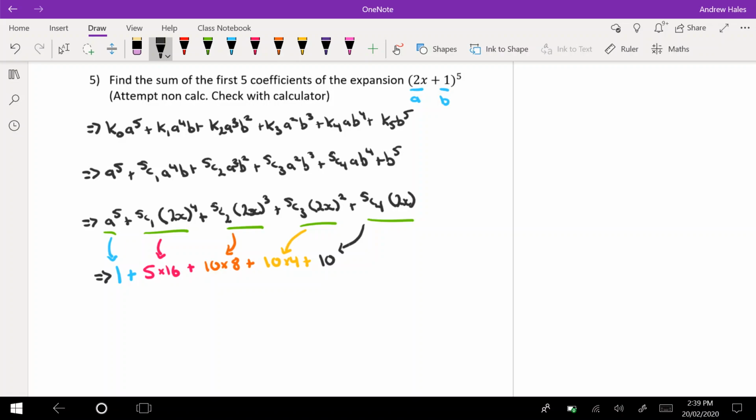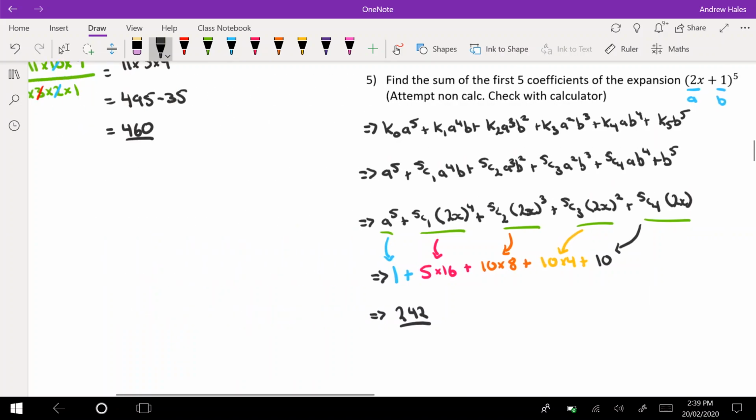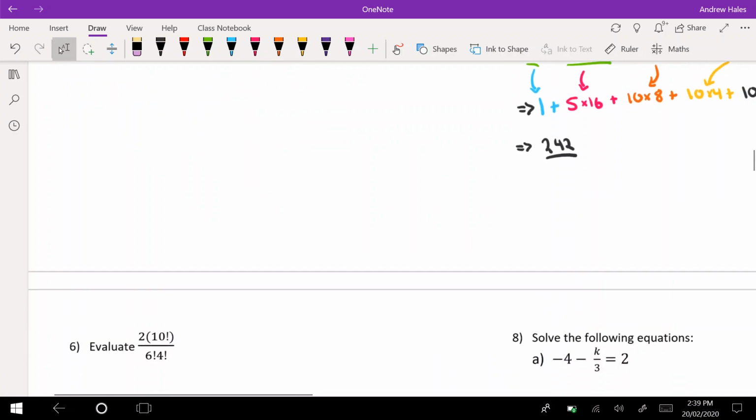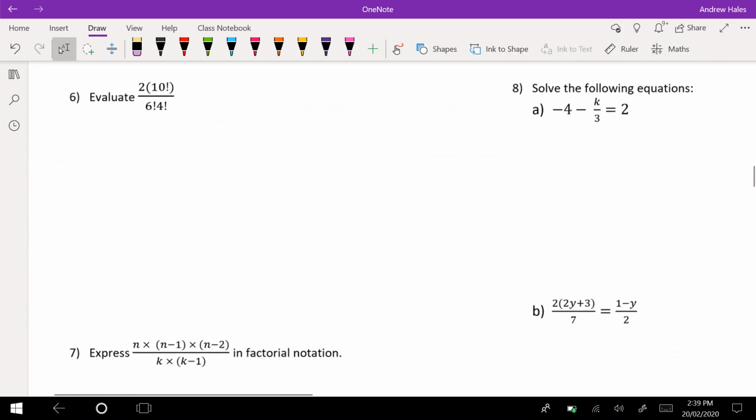So now we're going to add all those coefficients together. So we got 1 plus 5 times 16 is 80. 10 times 8 is 80. 10 times 4 is 40. And then add that 10. You get a total of 242. So the sum of the first 5 coefficients is 242. All without a calculator, guys. This is the level of algebra you need to be at for this course. Okay, I'm not trying to freak you out, just trying to prepare you.